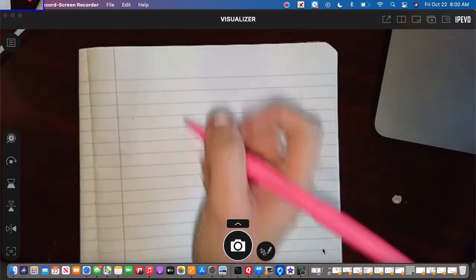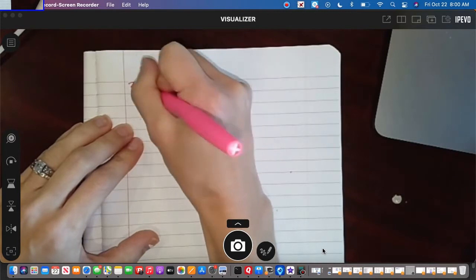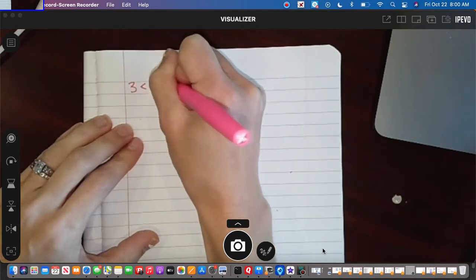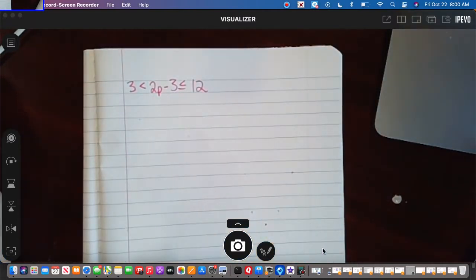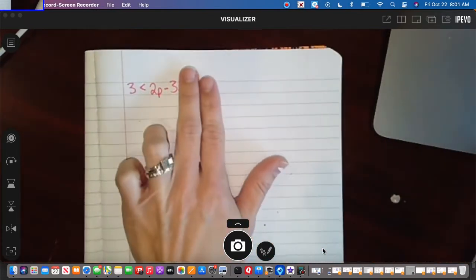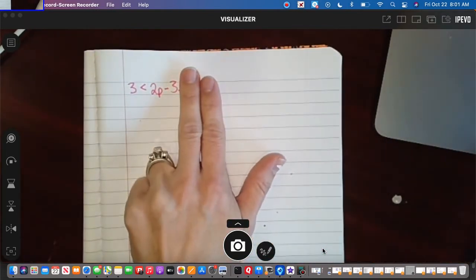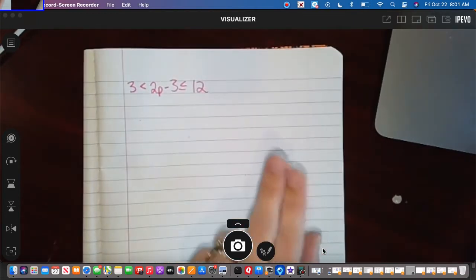All right, so I'm going to write it down: 3 less than 2p minus 3, less than or equal to 12. Some of you liked when I split it into two different problems, so I'm going to do that. You don't have to. Remember, I can cover up that inequality sign, and I write down what's left over. I'm going to take one inequality at a time.